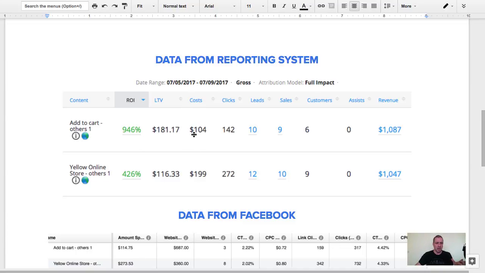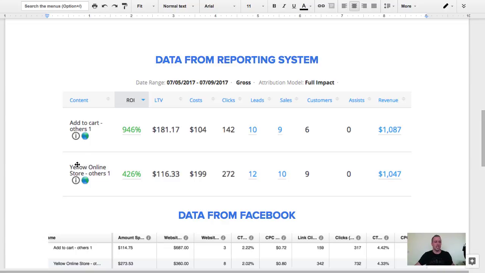I have spent $104 that has generated 142 clicks. That resulted in 10 leads, 9 sales, in total 6 customers. And as you can see, it generated $1,087. So $104 turned into almost $1,000, almost 10x, which is great. And then there's another one, again in the same ad set.